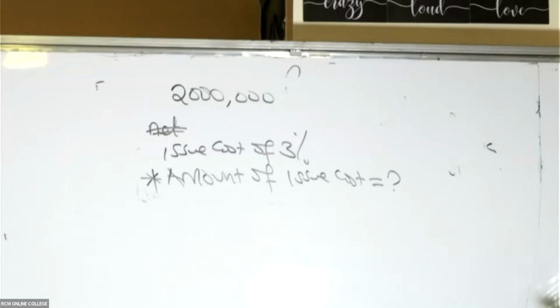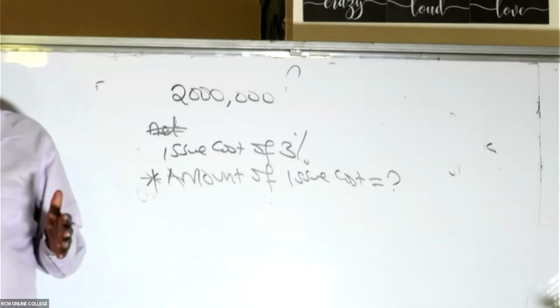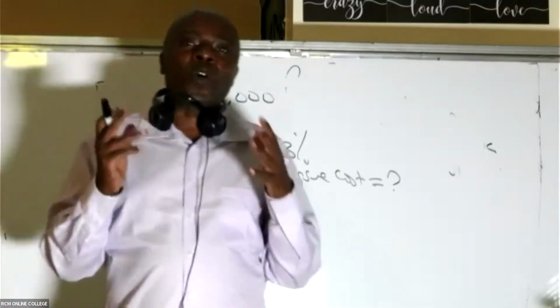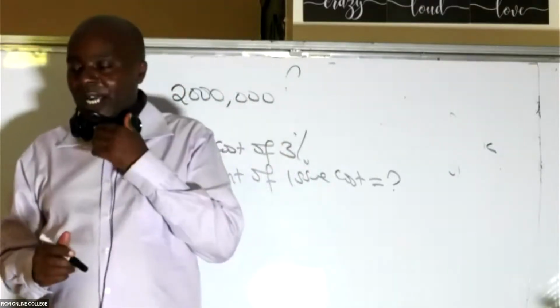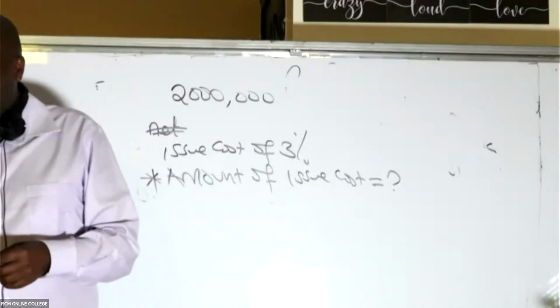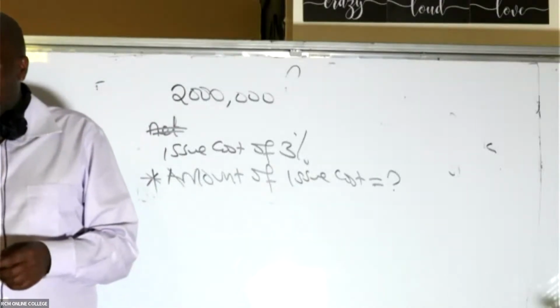Oh, they are giving me 60,000. Brilliant. 60,000. Can you kindly put a very big wrong there?